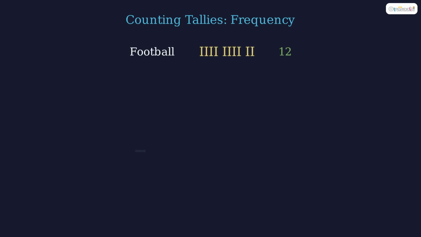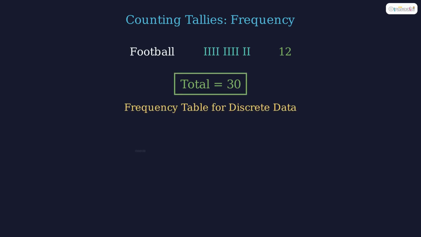Football gets 12 tallies, so frequency is 12. We count each group and check the total equals 30. This is a frequency table for discrete data.